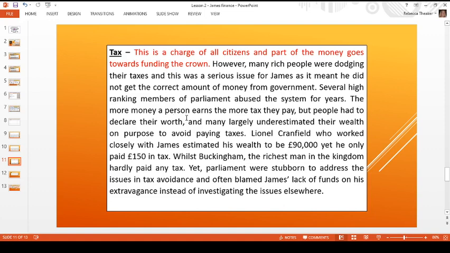The more money a person earns, the more tax they have to pay, but people have to declare their own worth. That means, obviously, that it's a little bit different now because we have bank accounts and people can check how much money we earn, and it all goes through a system, and we get pay slips and wage slips, that kind of thing.